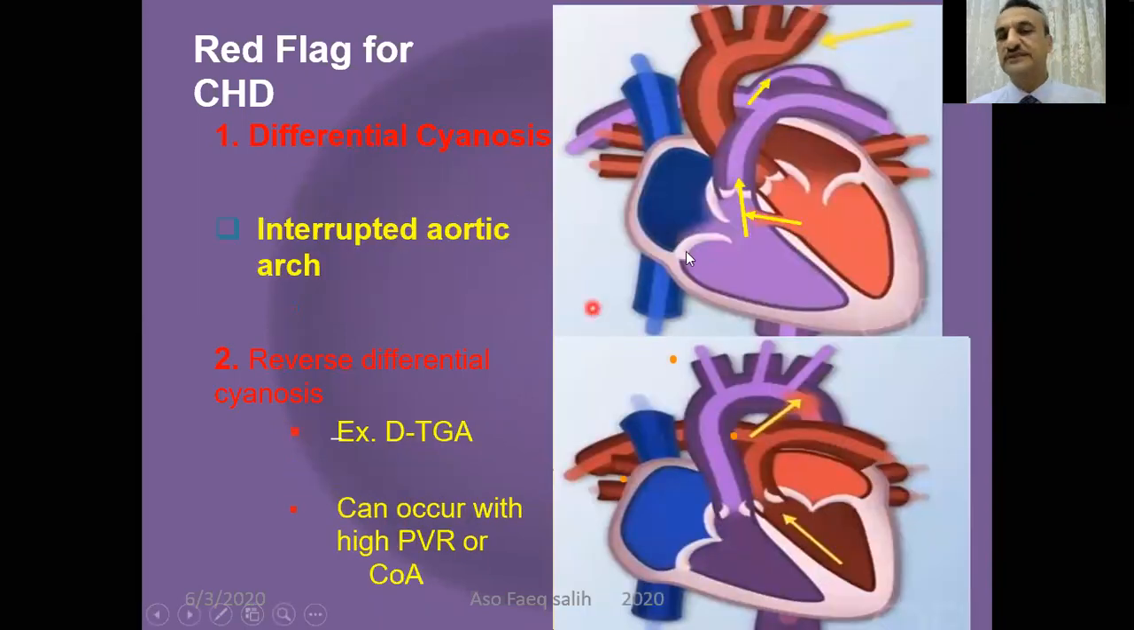If I go into more detail with differential cyanosis, we have two kinds. We have differential cyanosis in case of interrupted aortic arch, when the arch is just cut here, and there is no arch here. In that case, the lower part of the body is supplied with PDA blood and the upper part with the ascending aorta. But with reverse cyanosis, the patient is given blood through the PDA to the descending aorta, as in the D-TGA case, when you have a kind of desaturation going to that part and saturation going to the other part. Okay.